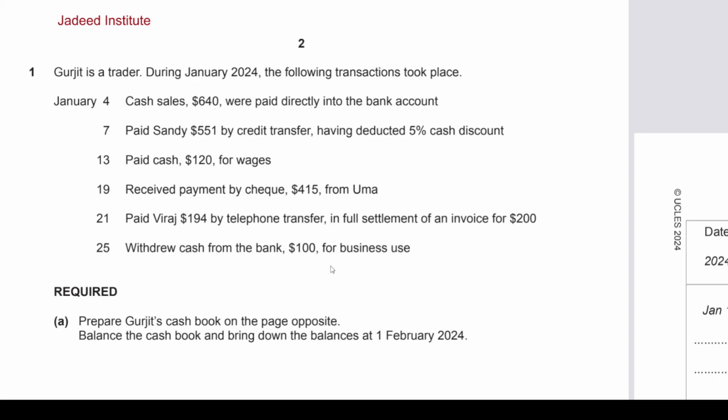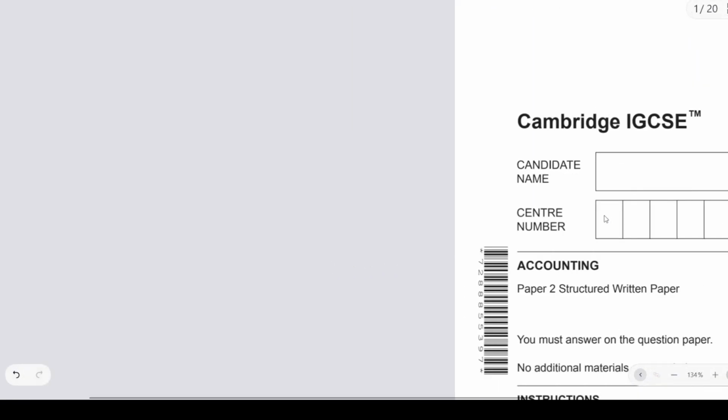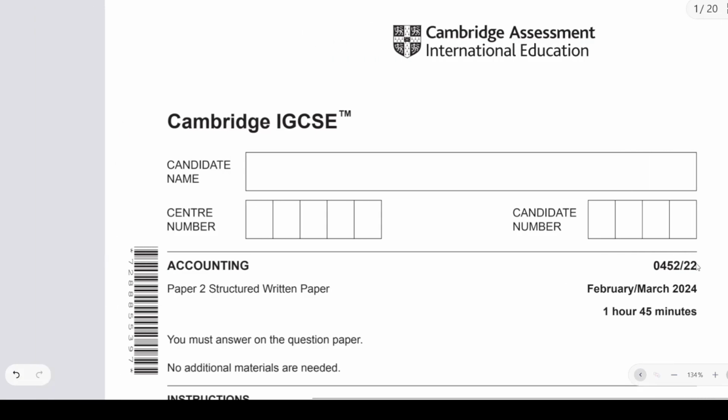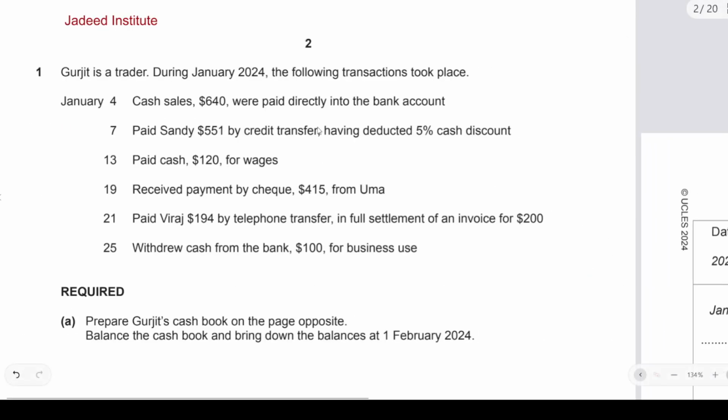Hello there. Today we're going to solve IGCSE Accounting paper 2-2, February-March 2024, starting from question number 1.